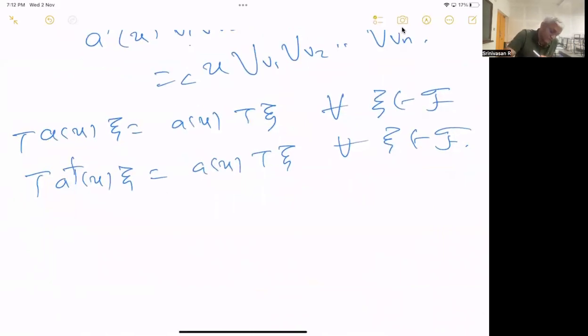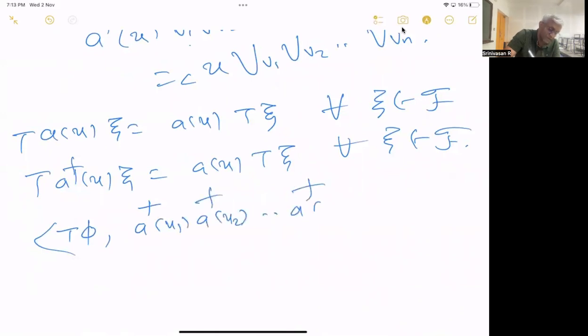Now what do we have to do? First thing is, let us take T phi. So what is any finite particle vector? Any finite particle vector will look like A dagger u1, A dagger u2, up to A dagger un of phi. If you apply A dagger un on phi, it will go to the first particle vector space. Phi is the zero particle vector, the vacuum vector. When you apply A dagger of un on the vacuum vector, it's a creation operator, it will go to the first particle vector.